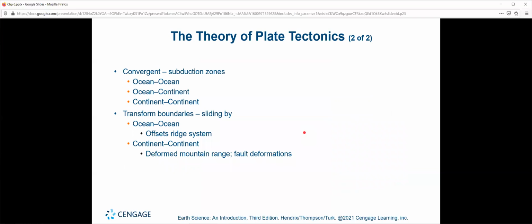And unsurprisingly, we have two different types of crust. Each of those can have a convergent zone, and each of those zones has unique things that happen because of it. What happens when two continents slide together? What happens when a continent and ocean come together? What happens when two ocean plates come together, right?